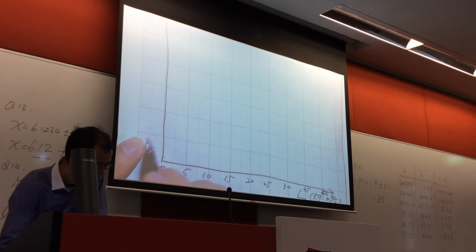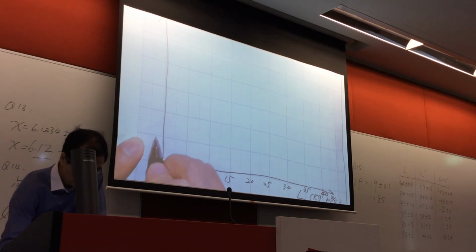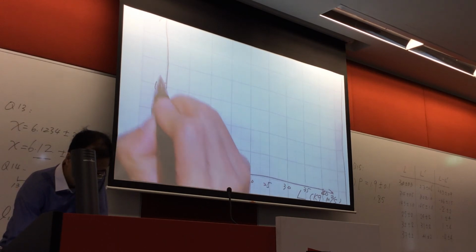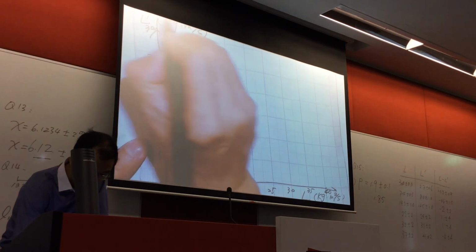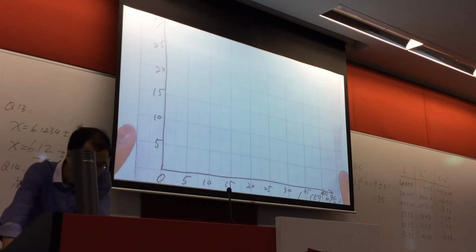So the range here again: the minimum is 2.7, the maximum is 41. So what you need to do is again choose 5 to 40: 5, 10, 15, 20, 25, 30, 35, up to 40.